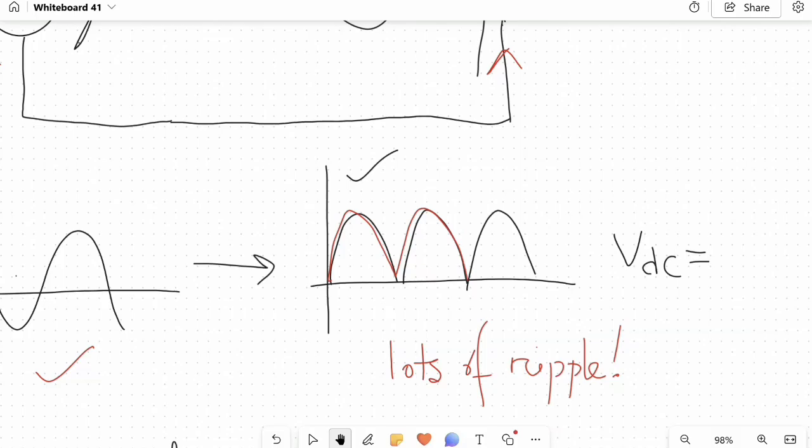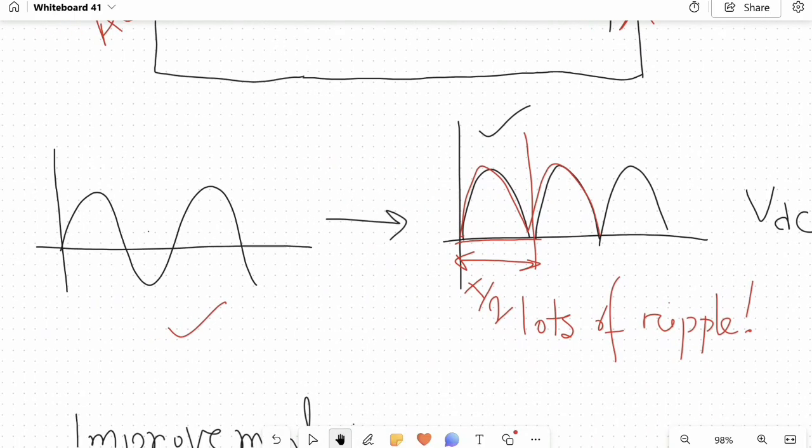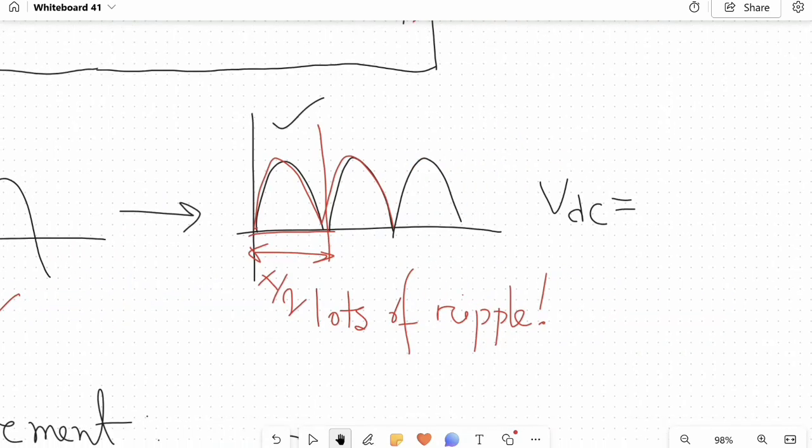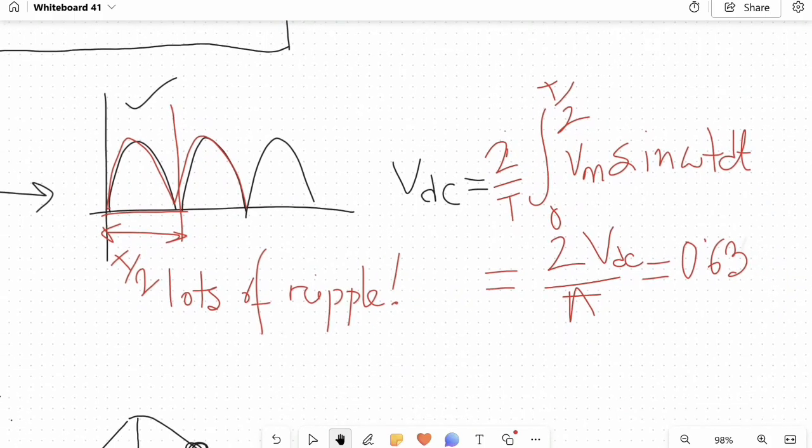Then how can we quantify a DC source being better than the other? There are lots of parameters. We are going to focus on only one of them today. This is the DC component of our signal. The DC component of our signal can be easily measured by taking the average of our signal. So if we see that our signal is periodic after T by 2, where T is the period of our original signal, this is our T, or the period of our input AC signal, we can simply take the average: 0.63 Vm.